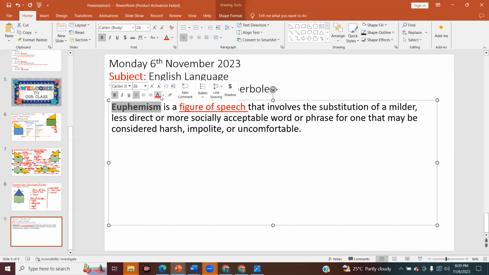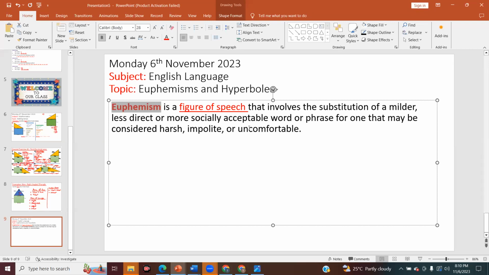But basically, okay, so let's read the definition. Euphemism is a figure of speech that involves the substitution of a milder, less direct, or more socially acceptable word or phrase for one that is what? For one that may be harsh, impolite, or uncomfortable.